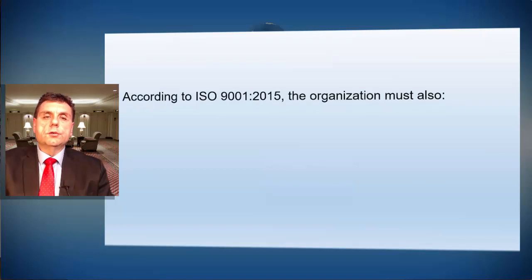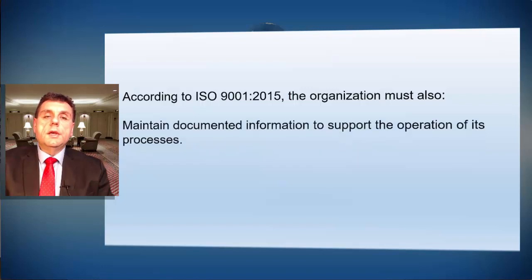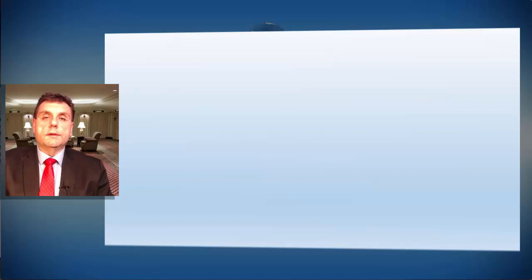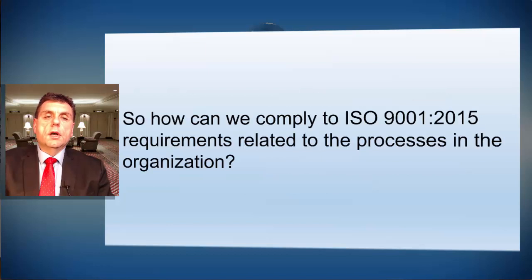Also, according to ISO 9001:2015, the organization must also maintain documented information to support the operation of its processes, and retain documented information to have confidence that the processes are being carried out as planned. So, how can we comply with ISO 9001:2015 requirements related to the processes in the organization?